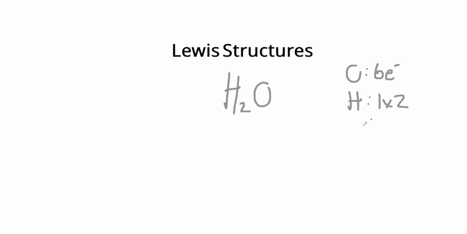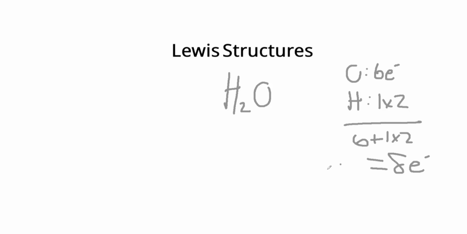Example 2. H2O, water. Now let's draw the Lewis structure for H2O. First, count the valence electrons. Oxygen has 6 valence electrons. Hydrogen has 1 valence electron, and there are 2 hydrogens. So the total is 6 plus 1 times 2 equals 8 valence electrons.